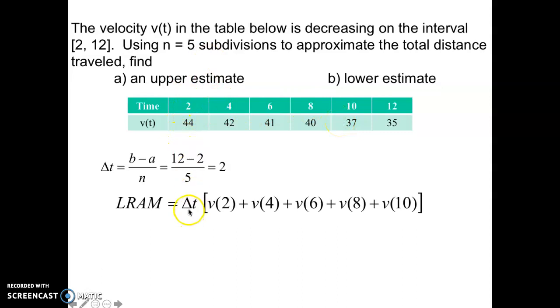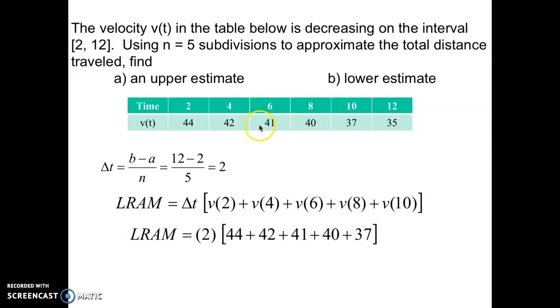The LRAM would use that width, which would be 2, and then I'm going to take v at 2, which is 44, 42, 41, 40, and 37, and add those together, and then multiply by the width of each rectangle. All I did here was take the GCF of the width of each rectangle out, but I'm doing the same thing: 2 times 44, 2 times 42, 2 times 41, 2 times 40, and 2 times 37. I get 408. I don't have units as far as feet here, but I'm assuming it would be feet.